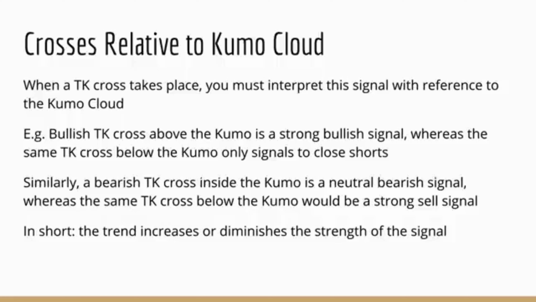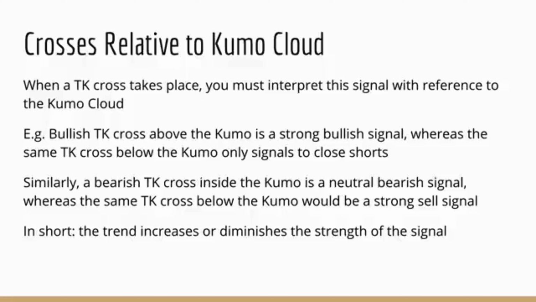Now, if that happens above the cloud, and price above the cloud is bullish, as we'll go over, then that's two really strong bullish signals stacked together. So you have a bullish TK cross, obviously bullish, and then you have price above the cloud, obviously bullish. And those stack together to give a really strong buy signal.